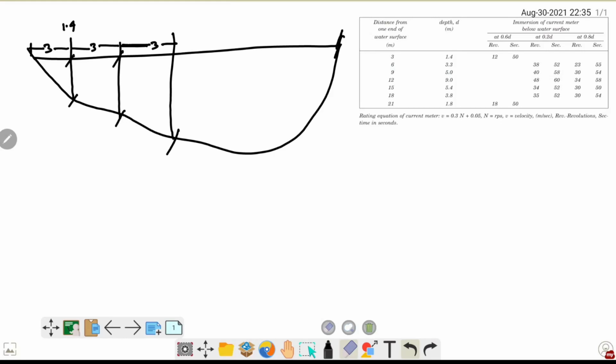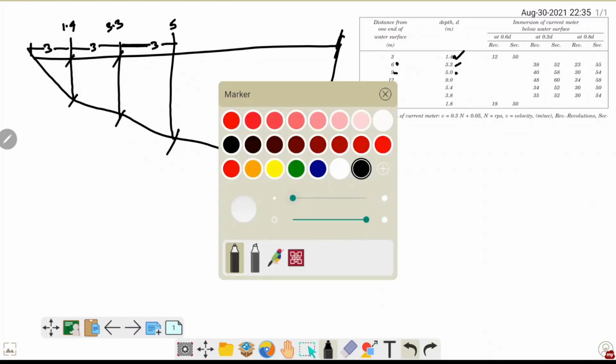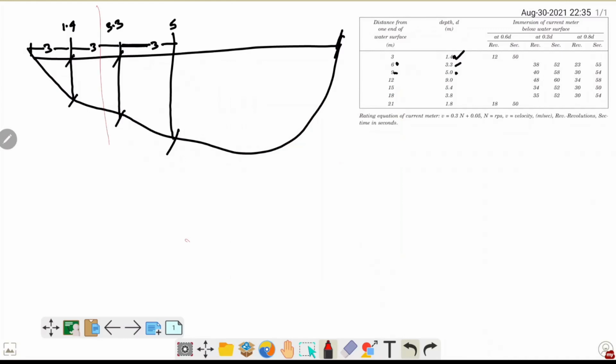I was reading the distance. So at 3 meter the depth is 1.4. At 6 meter the depth is 3.3, so here it is 3.3. At 9 meter it is 5. Okay, so let us quickly do it. I'm going to solve for this portion, and I believe you will be able to carry forward the calculations.